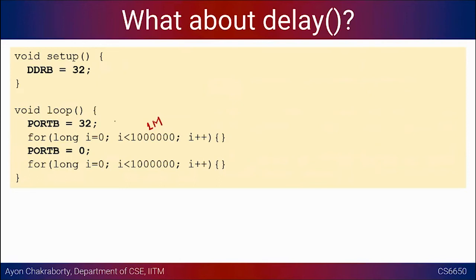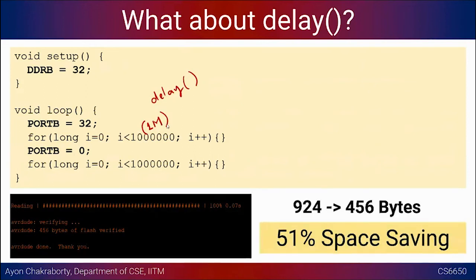So you have gotten rid of the delay function call. You were using this API, right? Instead of that, we have written our own hacky version of delay, which is just going to keep the processor busy for a certain amount of time, right? So based on the clock speed, we have chosen a value of 1 million, which will give you an approximate delay of 1 second. Okay, so now from the 30% saving, we are saving even more space. From 924 bytes, it has shrunk to 456 bytes, with 51% space saving.